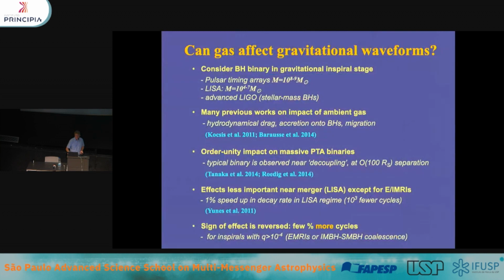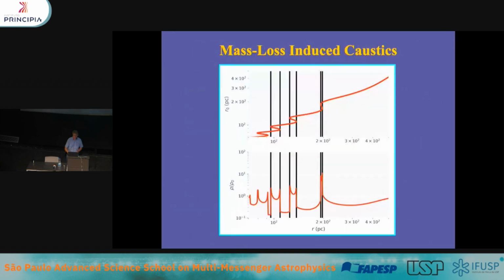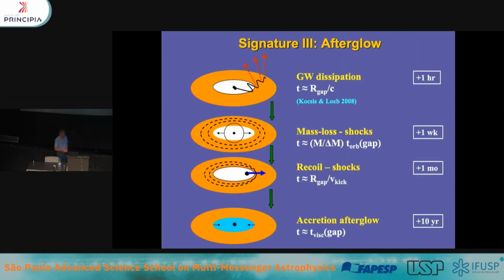Okay, I should say, last topic. So yeah, Zoltan, how long do these afterglows last? So actually, the time scales are listed here. In the case of the mass loss, you can show that these orbit crossings happen on the local orbital time scale at the gap, times m over delta m. So they start at around a week, and then they can last practically as long as until you reach the edge of the disk, or in the case of the recoil, until the orbital velocity matches the kick velocity and the gas is actually unbound.